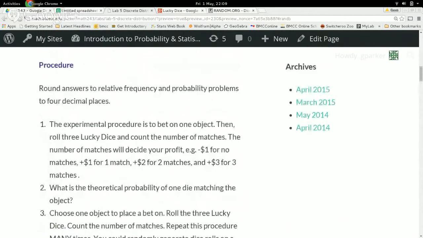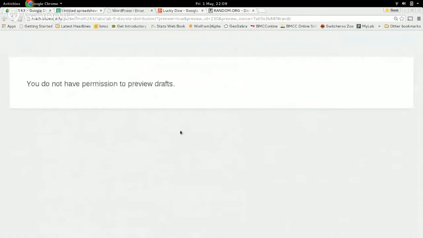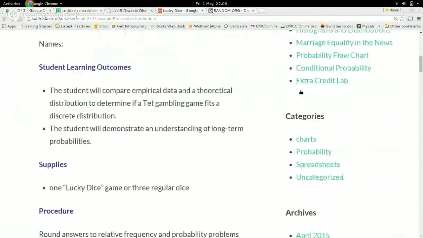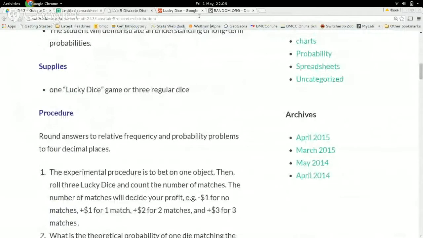So here, I broke my page. Let me fix it. There it goes.